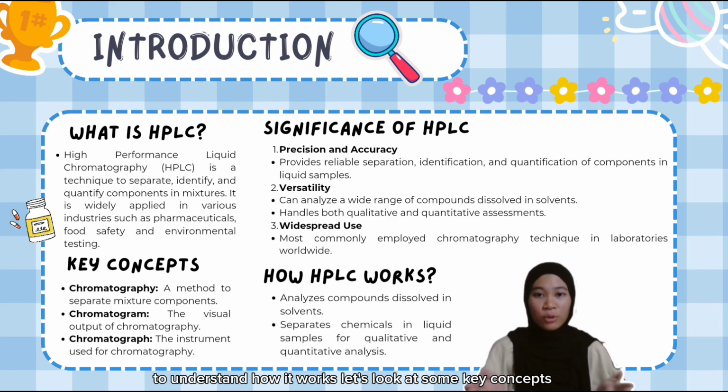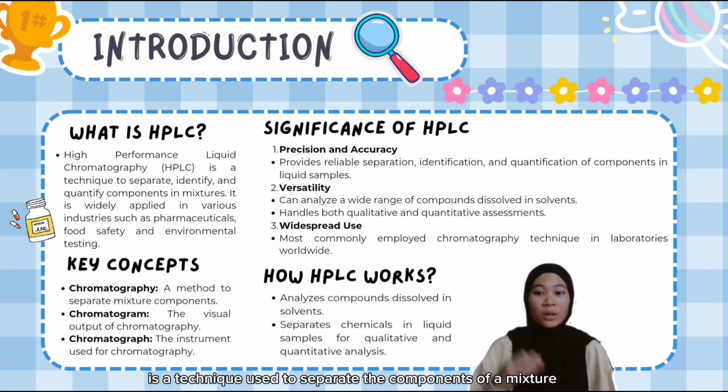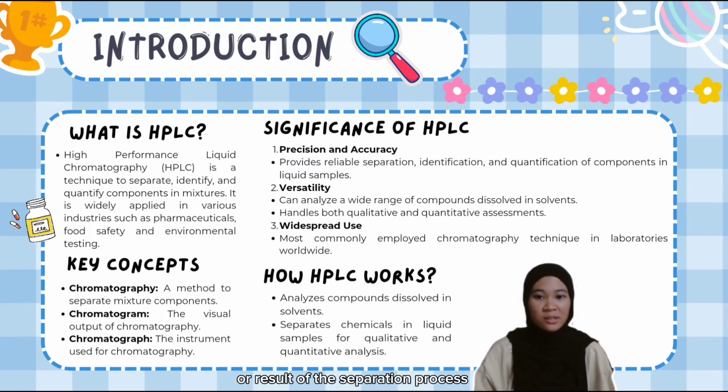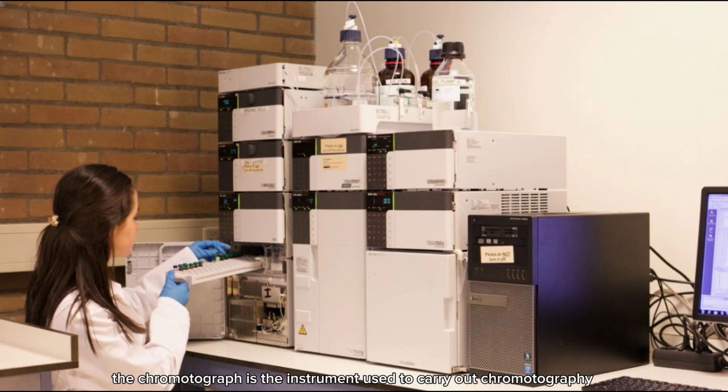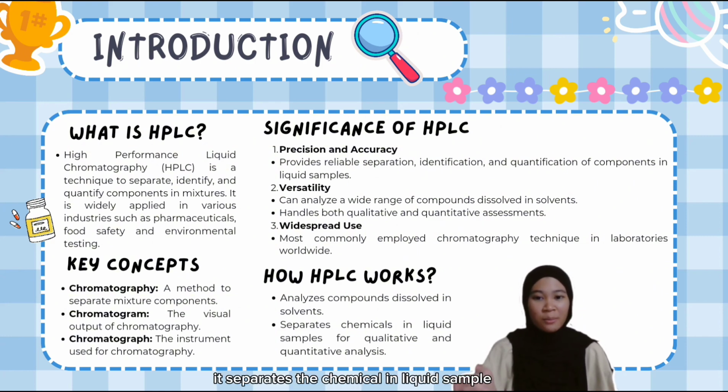To understand how it works, let's look at some key concepts. Chromatography is the technique used to separate the components of a mixture. The chromatogram is the visual output or result of the separation process. The chromatograph is the instrument used to carry out chromatography. HPLC operates by analyzing compounds dissolved in solvents. It separates chemicals in liquid samples, allowing for both qualitative and quantitative analysis of the components.